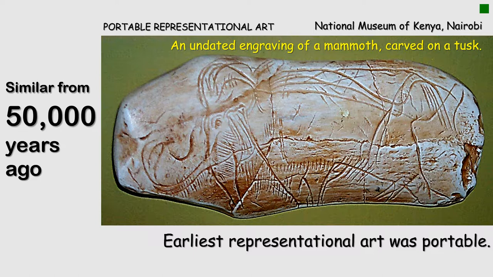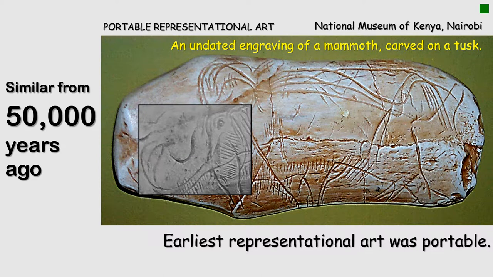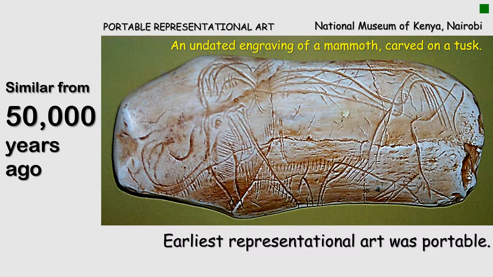Now, representational art seems to have gotten started about 50,000 years ago. This particular mammoth tusk is undated, but this sort of thing began to be seen back at 50,000. Now, what you see here, if you haven't figured out by yet, there is the head of a mammoth here and its tusk. You can see the eye of the mammoth. And you can trace it all the way back now.